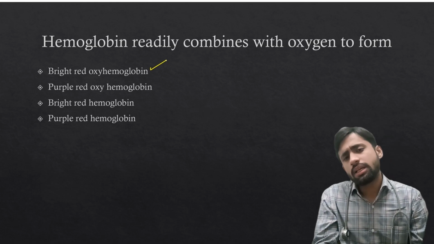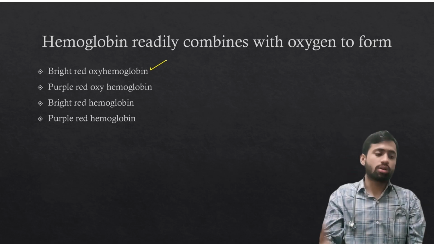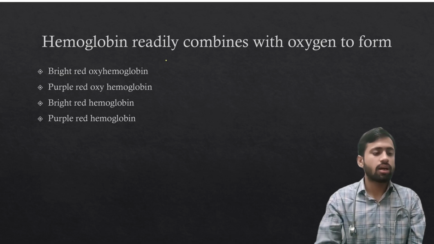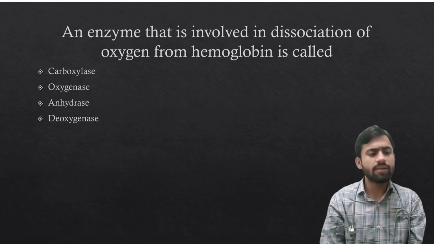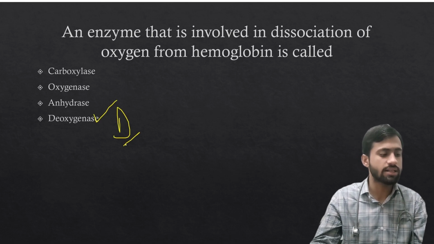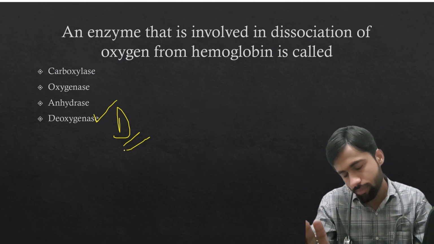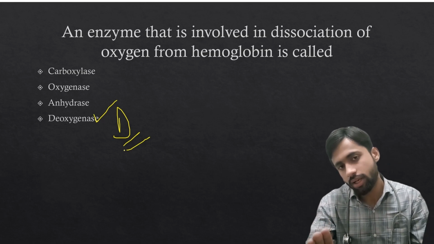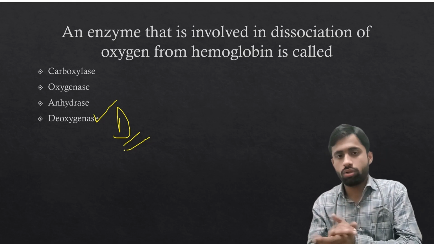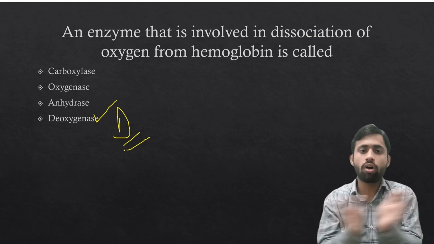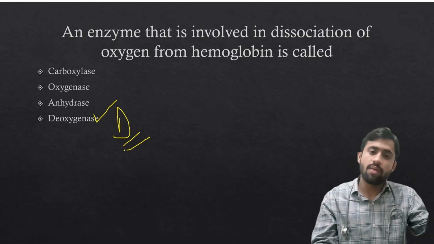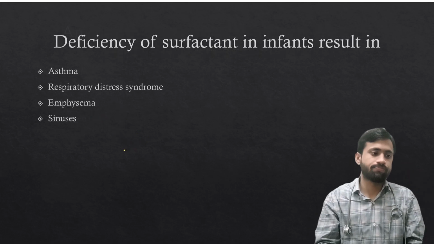Purplish color basically indicates carboxyhemoglobin or deoxyhemoglobin. Bright red oxyhemoglobin is the right answer. An enzyme that is involved in the dissociation of oxygen from hemoglobin is called deoxygenase, that is delta, not anhydrase. Carbonic anhydrase is basically involved in formation of H2O plus CO2 into H2CO3 and nothing else. It is not involved in dissociating the oxygen from hemoglobin. The enzyme is deoxygenase, delta.